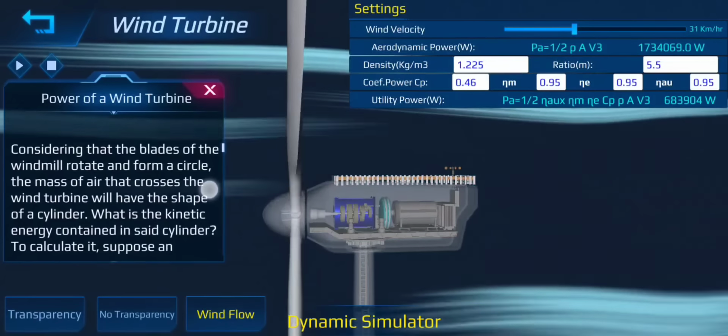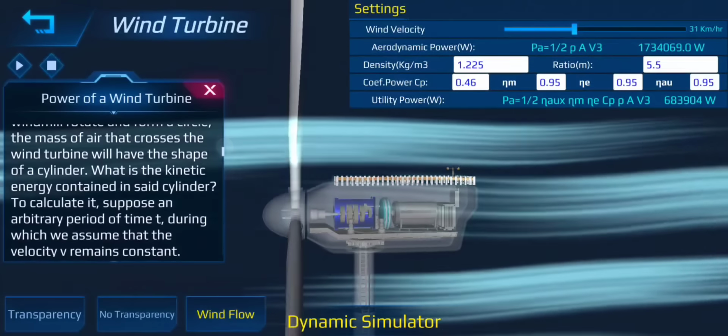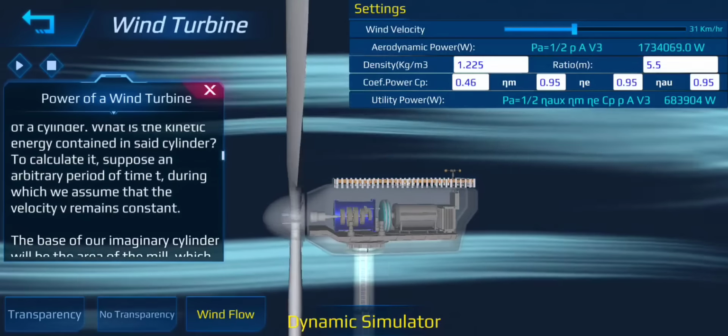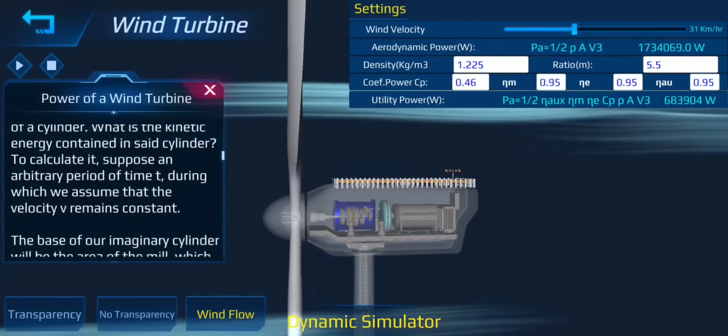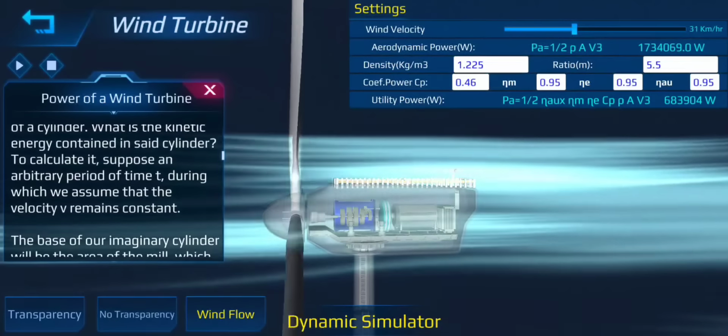Considering that the blades of the windmill rotate and form a circle, the mass of air that crosses the wind turbine will have the shape of a cylinder. What is the kinetic energy contained in said cylinder? To calculate it, suppose an arbitrary period of time t, during which we assume that the velocity v remains constant.